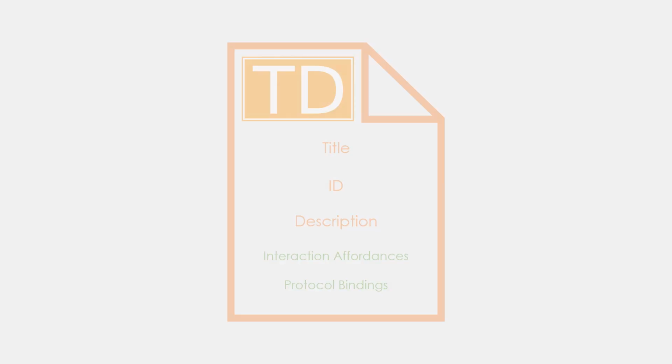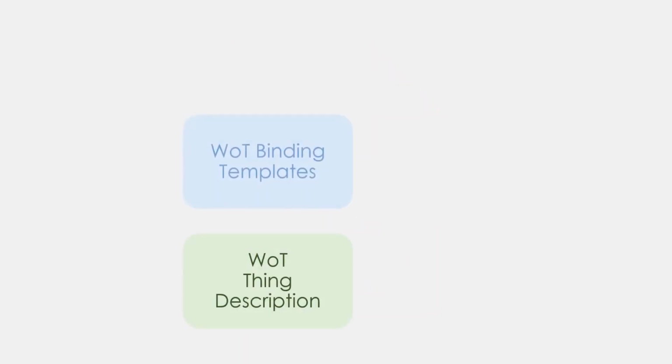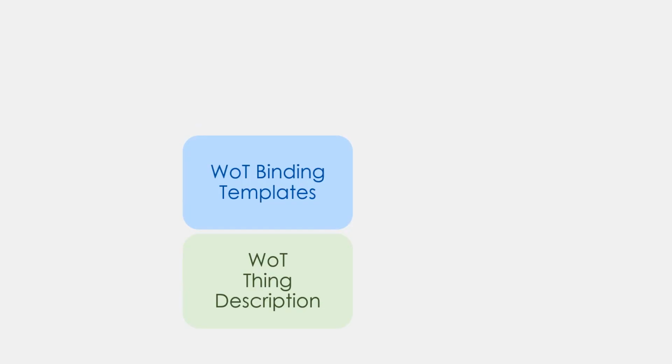A TD describes a thing instance with general metadata such as name, ID, and description. It typically also contains interaction affordance metadata and protocol bindings such as Modbus and HTTP, as well as both public and local IP addresses. The second building block is WoT binding templates.